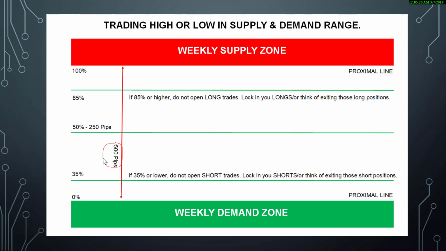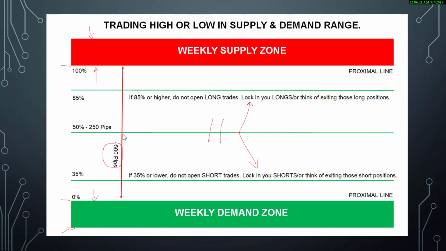So now, remember, you've got your proximal lines here. On demand, that's the upper line. On supply, that's the lower line. These are your distal lines, right? So 500 pips in between, halfway in between, that's your 50% range, the middle range of your supply and demand zones, right? So that's 250. From here to the demand, we have 250. From here to the supply, we have 250.